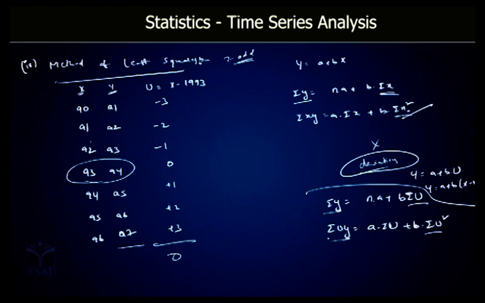Like this we will proceed in the method of least squares. We convert to u, and u values come. So then it is very easy to calculate. Directly substitute all the values, find out all the values, summation y, summation u, summation uy, summation u square. Directly find all the values and substitute in these two equations and get a, b values, and substitute these a, b values in this equation, y is equal to a plus b into x minus 1993.